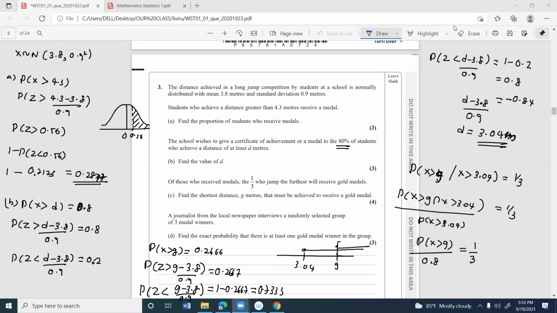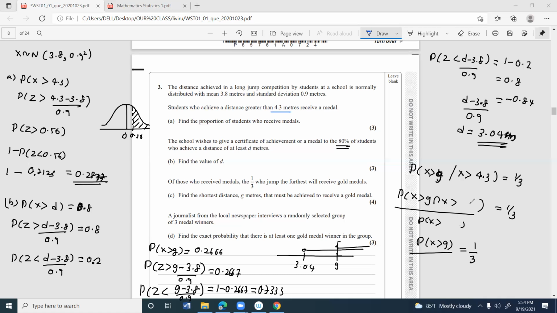Yes, but there's a small issue with that question. I didn't read the question properly. To receive a medal, the requirement is not that. The student distance more than 4.3 receives a medal. Therefore, this is the condition. So I made a mistake here. It's not 3.04. That is why we couldn't get the proper answer. So this should be 4.3.